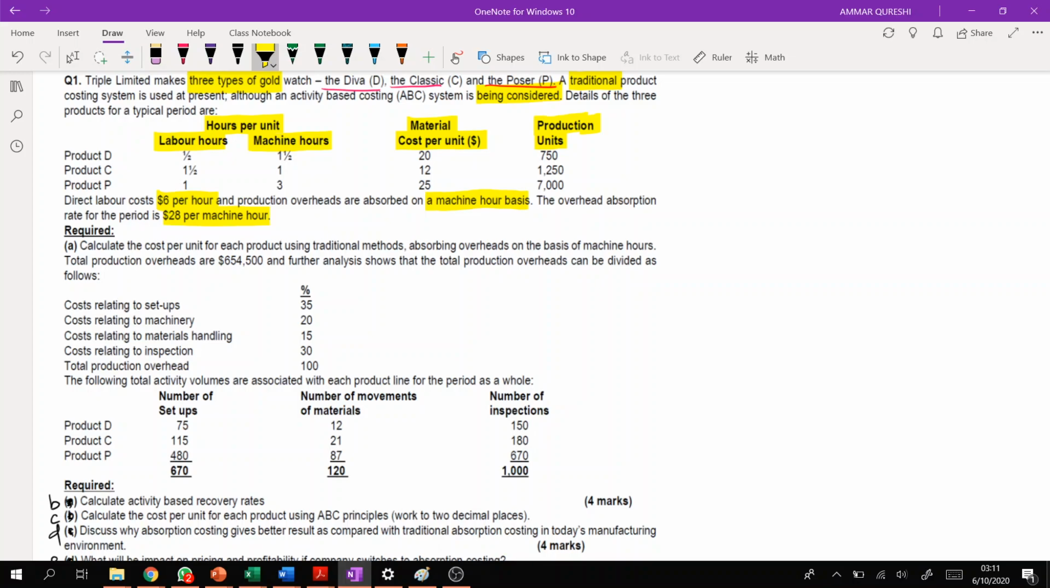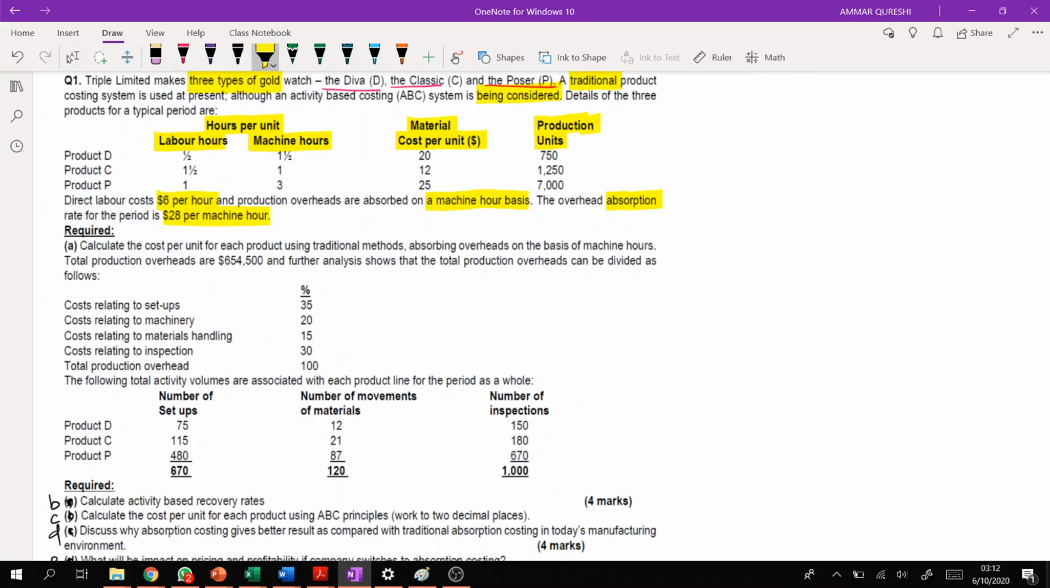And I don't know if you remember that formula or not, but overhead absorption rate, not recovery rate. Overhead absorption rate is basically the term which we use in absorption costing. So overhead absorption rate is equal to budgeted overheads divided by budgeted activity level, right? So that's not required, but I will tell you how we can calculate that.